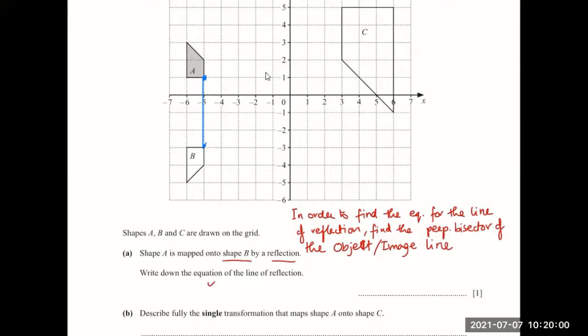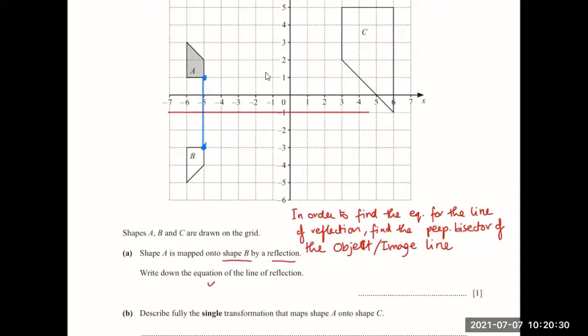Now you must have done the perpendicular bisector. You place your compass at this point. You draw an arc like that. Then you place your compass at that point. You draw an arc like that. And then you draw a line through them that gives you the perpendicular bisector. Since I'm not teaching you loci, I'm going to draw it directly. Sometimes you can also see it, so you can draw it directly if you want. This is my line of reflection.